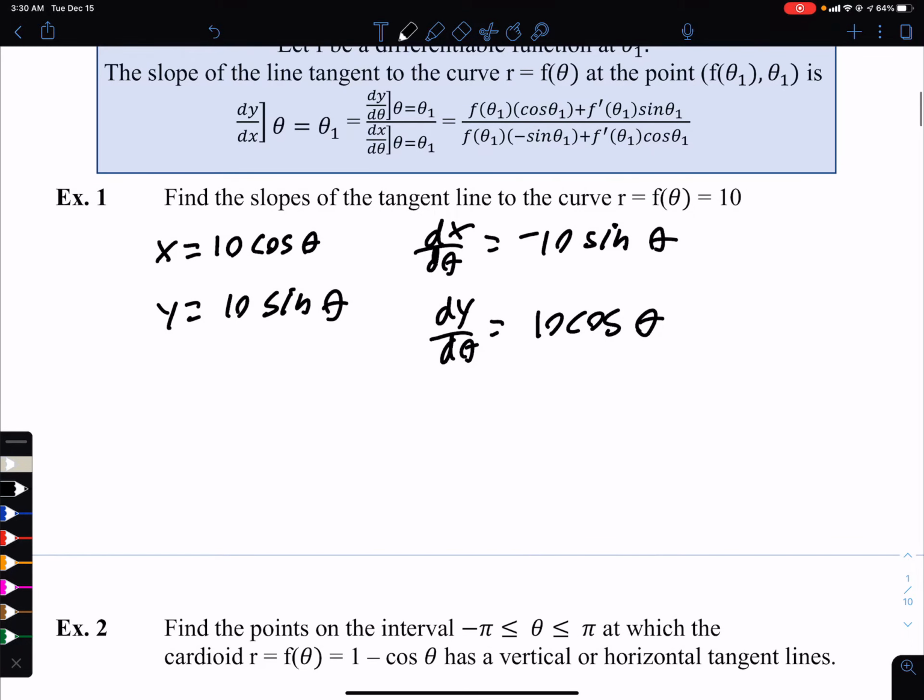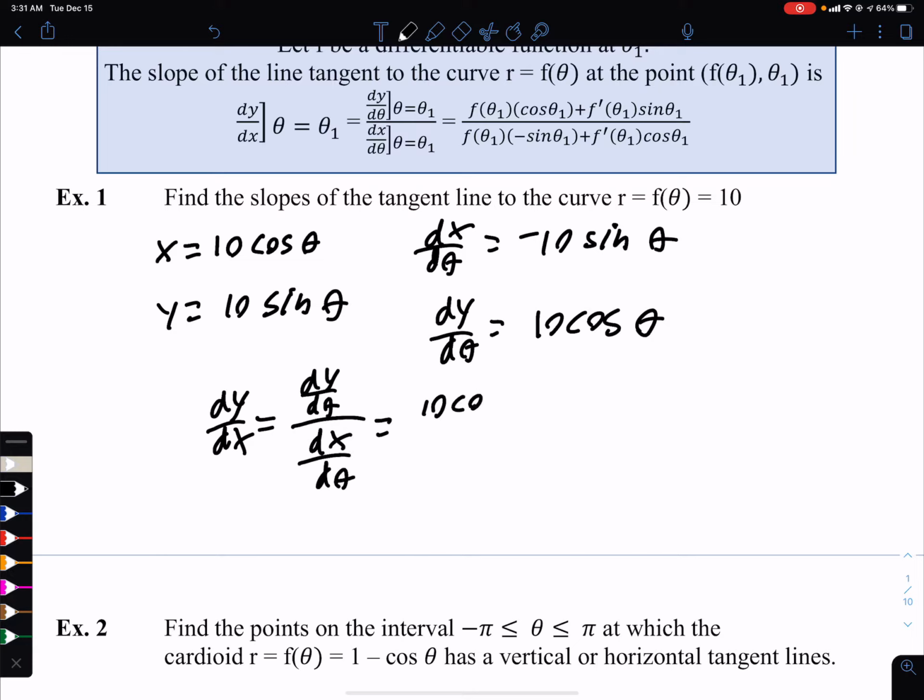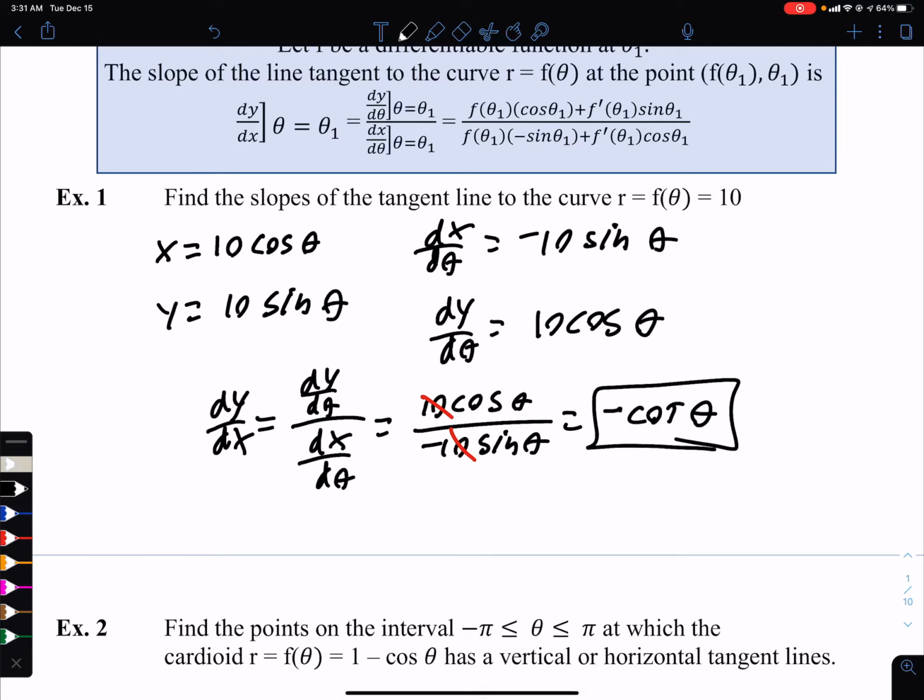So the slope of the line, dy dx, will be dy d theta over dx d theta, which will be 10 cos theta over negative 10 sine theta. And things start to cancel. So we get negative cotangent theta, which is how we're going to find the slopes of the tangent lines for the curve given. All right, so that was a pretty straightforward one, not too hard. Now the next one is going to be a little trickier.